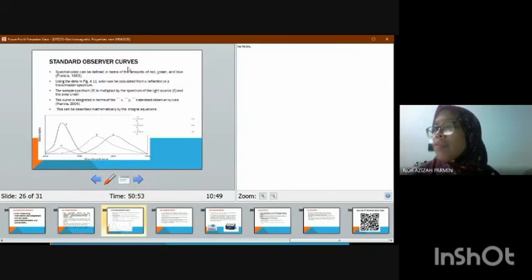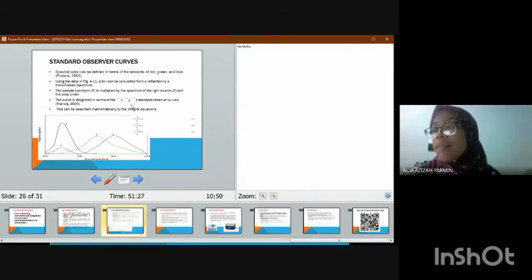Okay, the standard observed curves. Spectral color can be defined in terms of the amount of red, green and blue by Franchise 1983. Using the data in the figure, the color can be calculated from the reflection or transmission spectrum in the spectrophotometer. The sample spectrum is multiplied by the spectrum of the light source, E, and the area under the curve is integrated in terms of X, Y, Z.